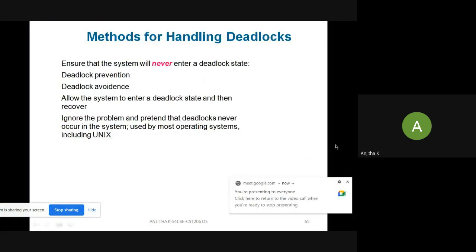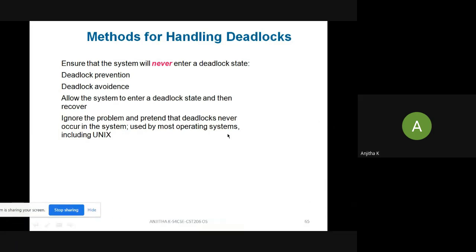Okay. Next is methods for handling deadlock. Methods for handling means there are three methods. First, we can use some rule or some protocol to prevent deadlock: deadlock prevention and deadlock avoidance. Ensure that the system will never enter a deadlock state using some protocols. What is a protocol? A set of rules, algorithms. So for that, we have deadlock prevention and deadlock avoidance. That is, our system won't enter into a deadlock.